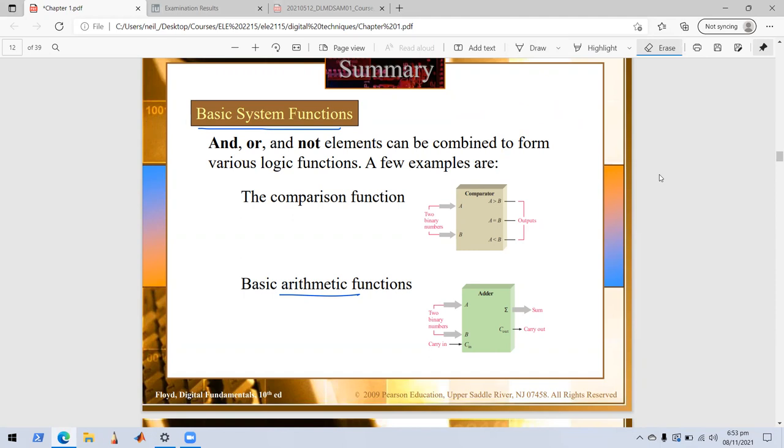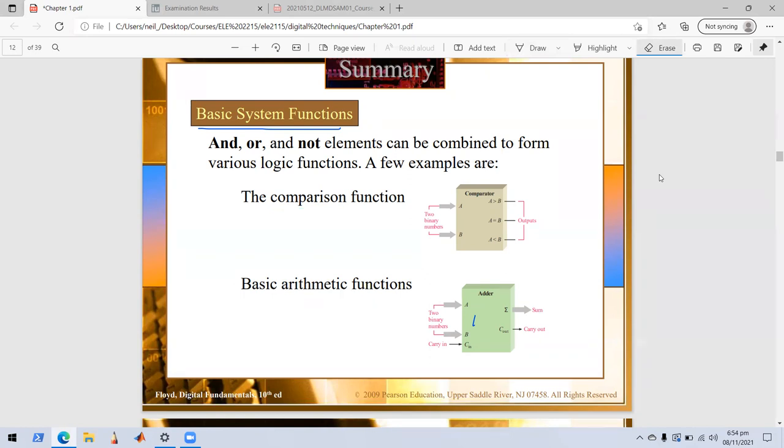So within these functional blocks, all of them that I'm going to go over, the comparator, the adder, inside of them are just a bunch of logic gates that take in the information, do some operations on it, and spit it back out. Good.